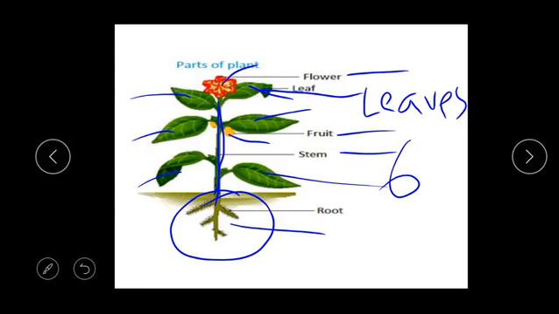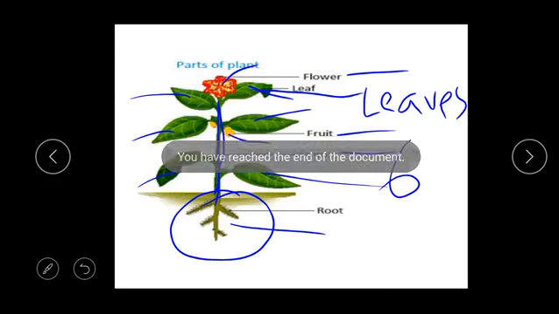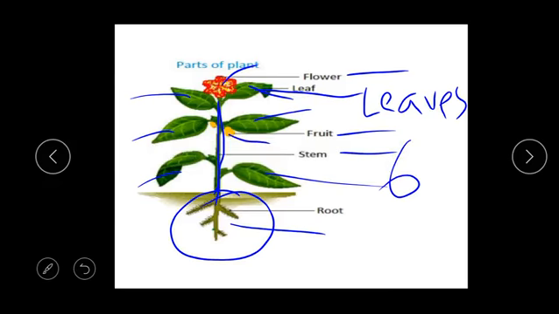So these are the parts of your plants, and they are very important. Basically, you have your roots, which are usually found under the ground. You have your stem, which holds your roots and your leaves. The stem is very, very important in the plant.